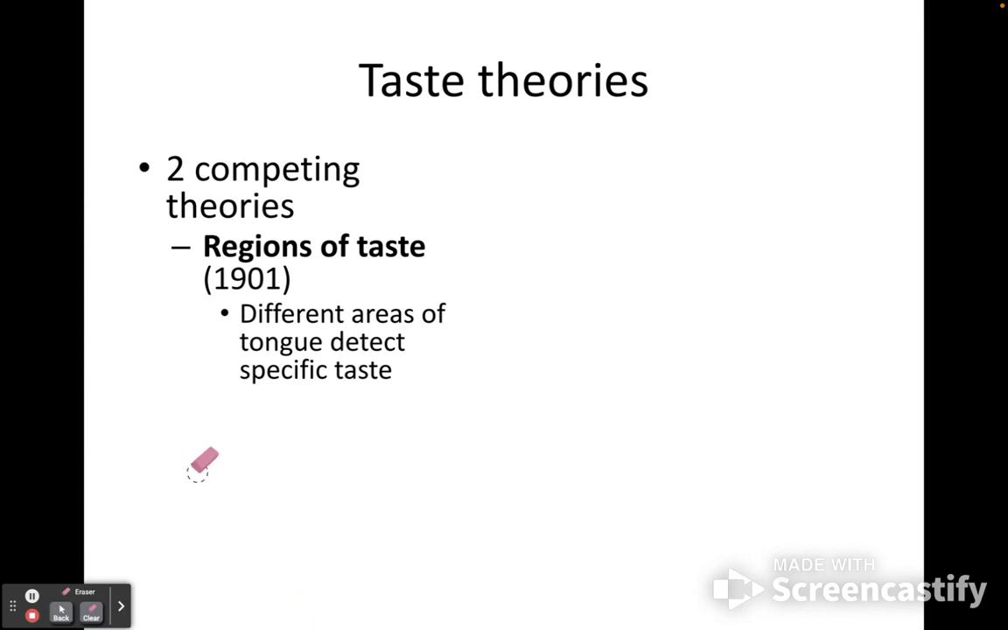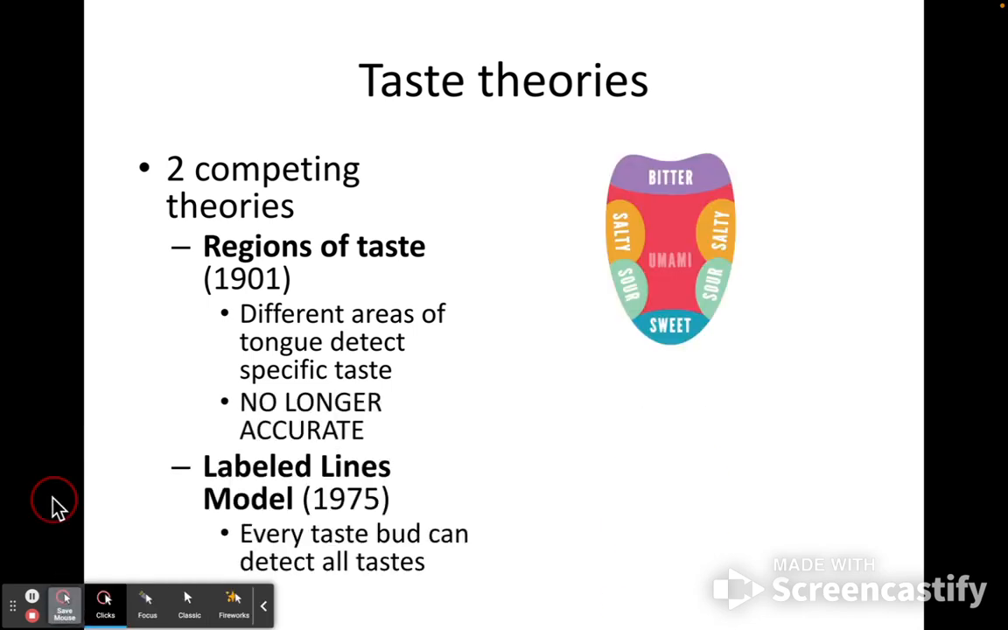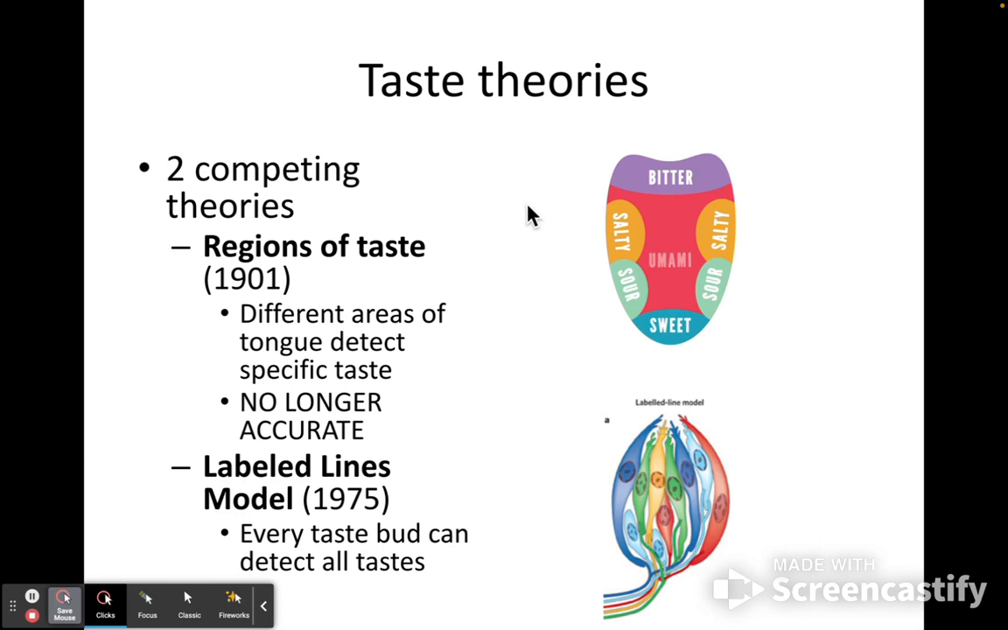All right. So let's talk about ideas for how we taste. Let me put a bunch of these up here on the screen. Okay, I need my picture. There we go. So two different ideas on how we taste, or taste theories. They are competing ideas, and one has sort of replaced the other. The first theory was called the regions of taste theory. It was developed in 1901.